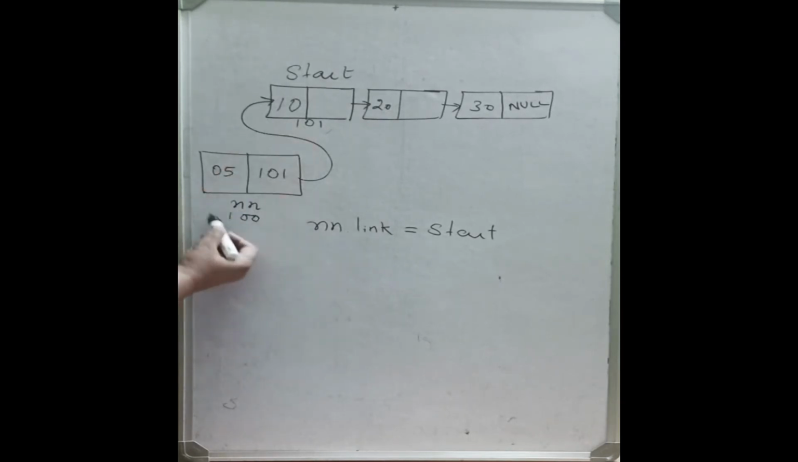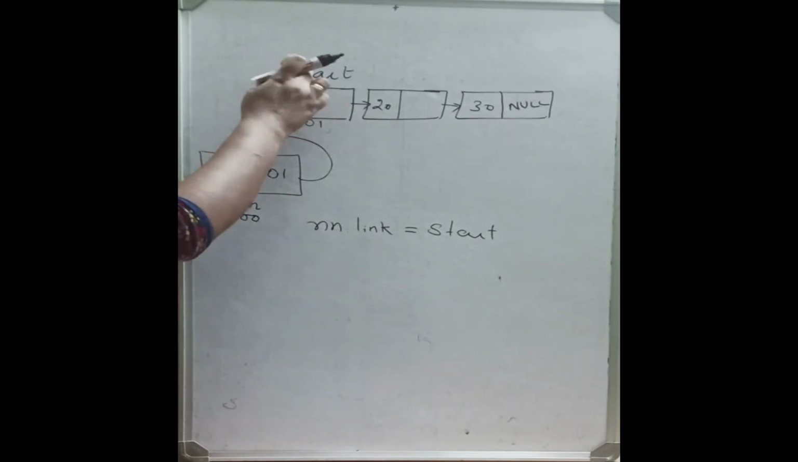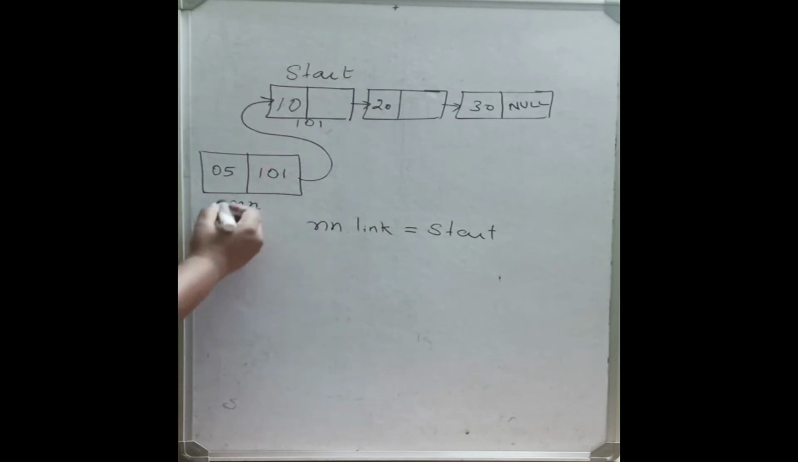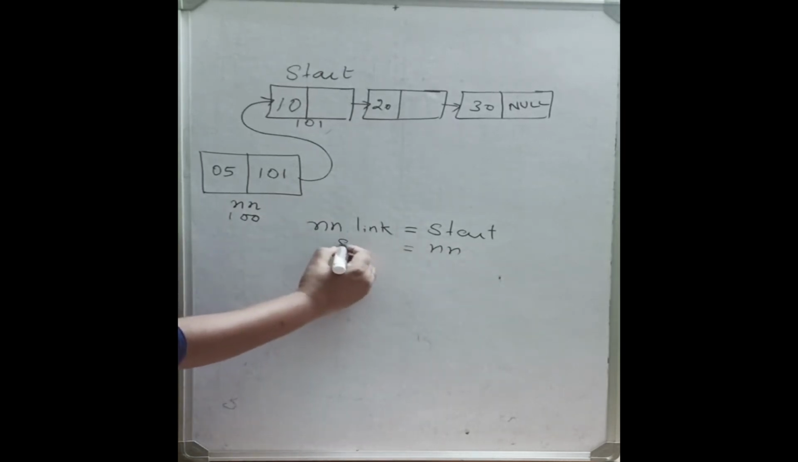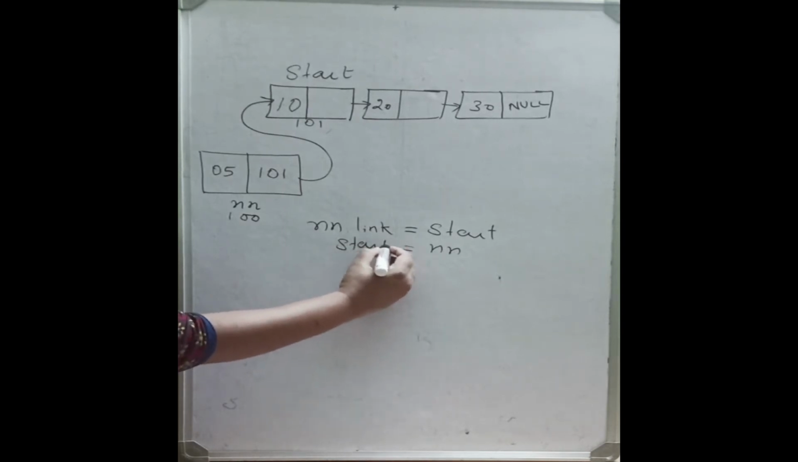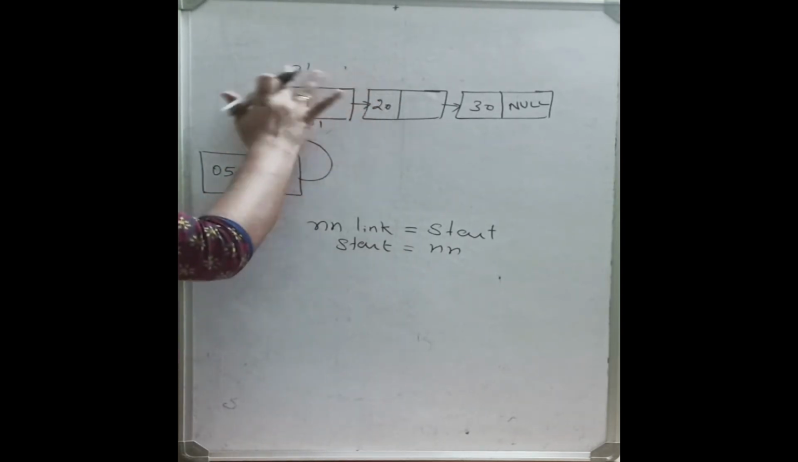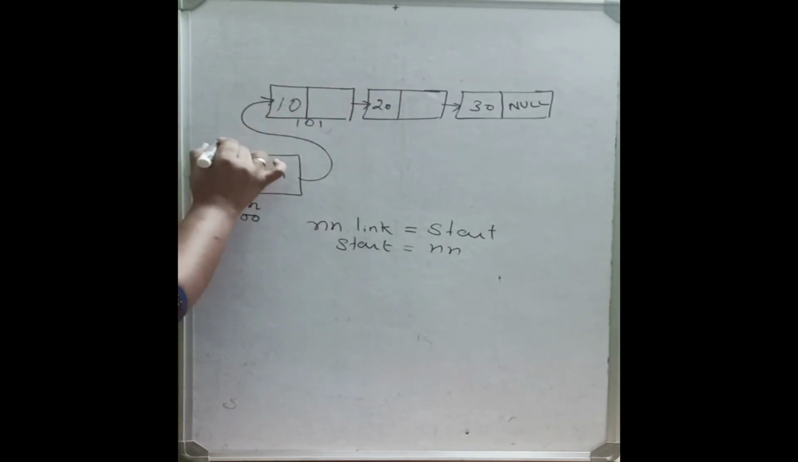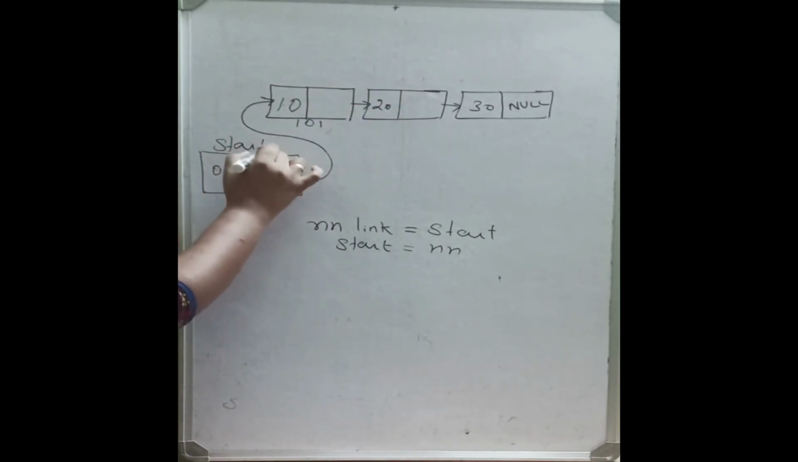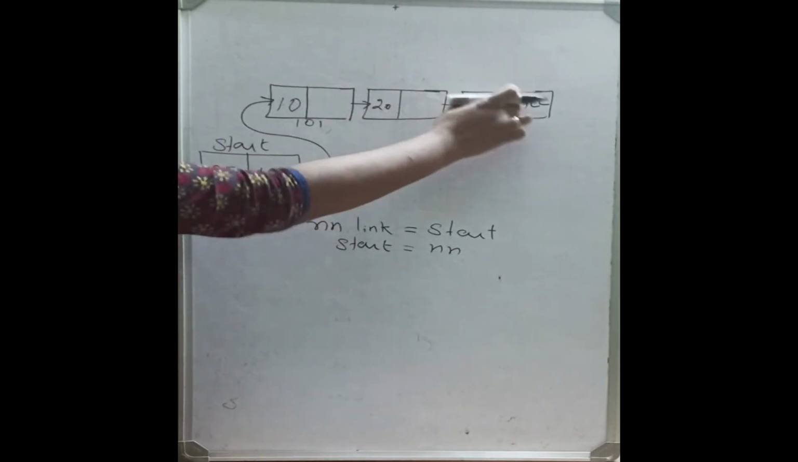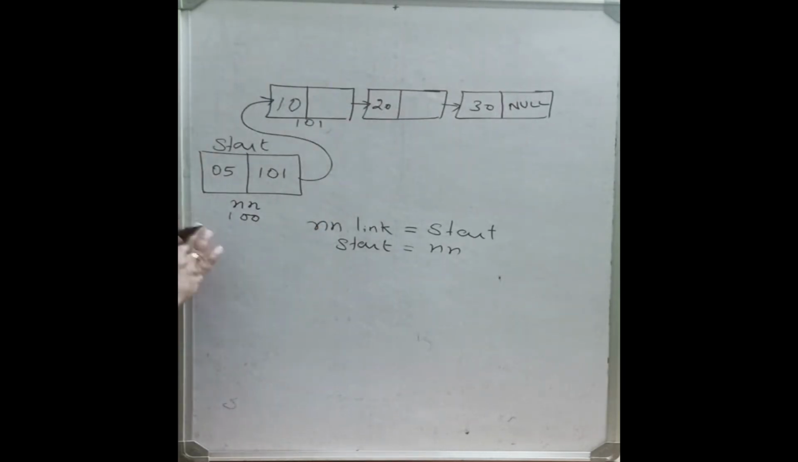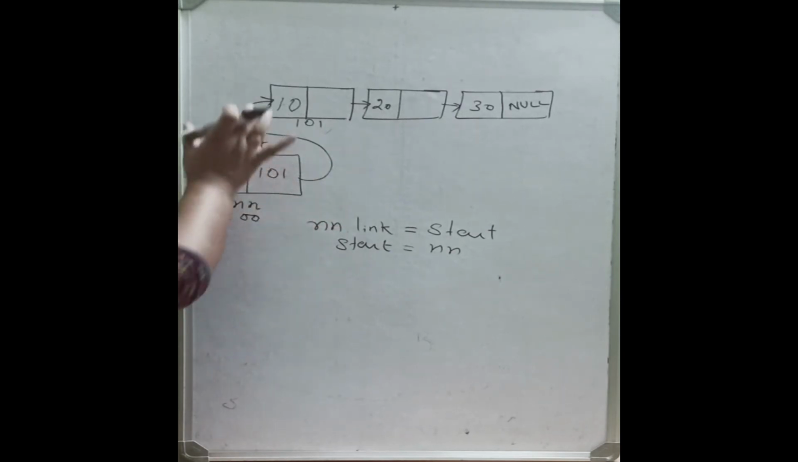If I bring this pointer from here to here, whatever the address of this node is, this may be 100. I have to store this value in my start, then start will point to this. So how can I get this 100? The address of NN will have 100. That value we are going to store in the start pointer. So automatically the start pointer will come from here to here. Now the value of start is 100, and the start pointer will point to this node. This is the first node, second node, third node and fourth. So now we have inserted a new node at the beginning.